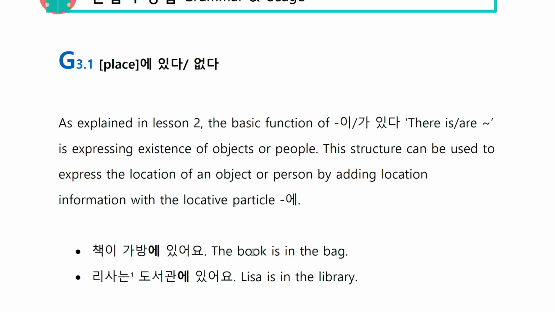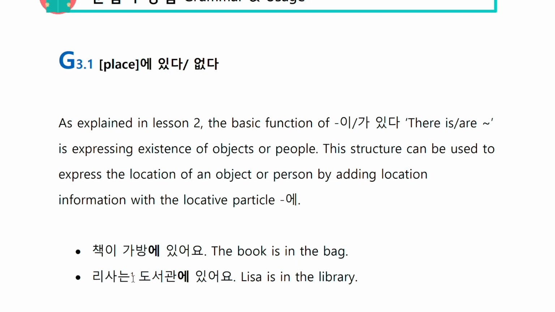Consequently, this sentence means something like this. If we analyze this sentence, this book at the bag exists. There is a book in the bag. That kind of meaning. 그렇죠. 리사는 도서관에 있어요. So in this case, I'm talking about the location of this person. 리사는 도서관에 있어요. Lisa exists at the library 그런 거죠.